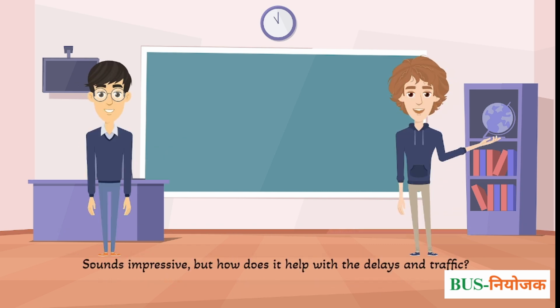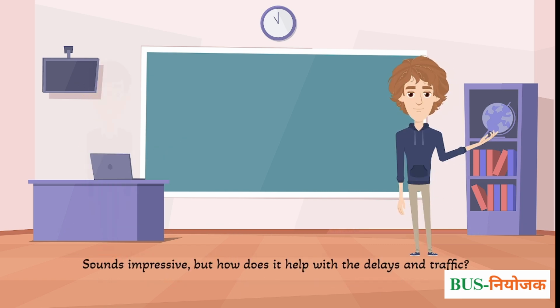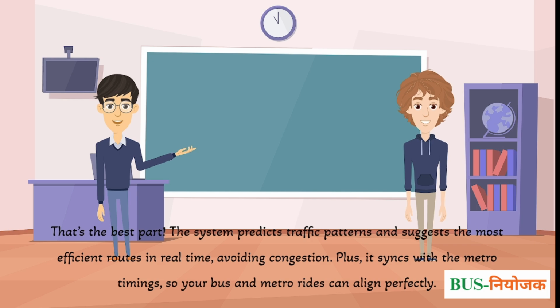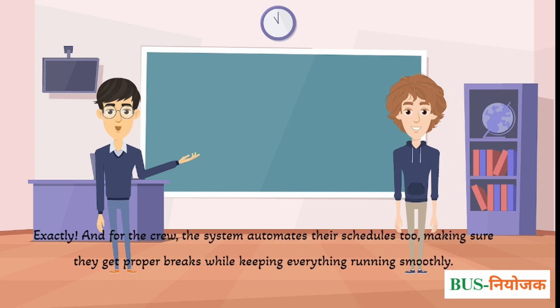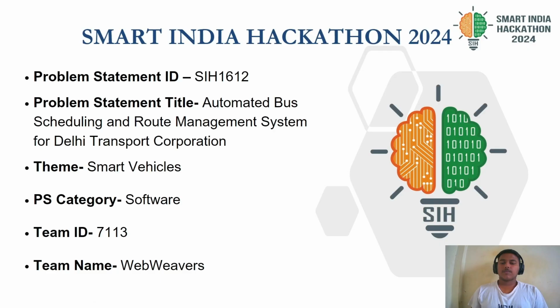Sounds impressive, but how does it help with the delays in traffic? That's the best part. The system predicts traffic patterns and suggests the most efficient routes in real time, avoiding congestion. Plus, it syncs with the metro timings, so your bus and metro rides can align perfectly. Wow, so no more running to catch the metro just to miss the last bus? Exactly. And for the crew, the system automates their schedules too, making sure they get proper breaks while keeping everything running smoothly. We are Team Weavers.